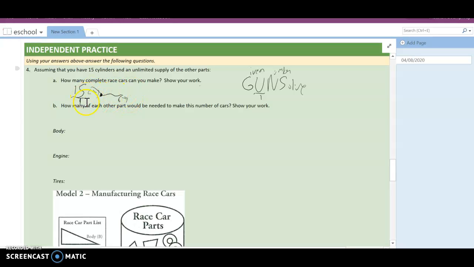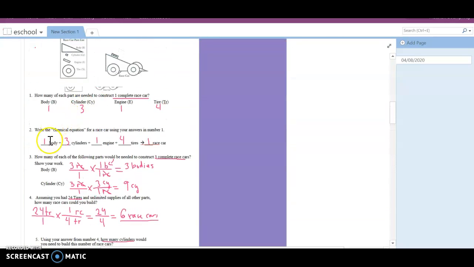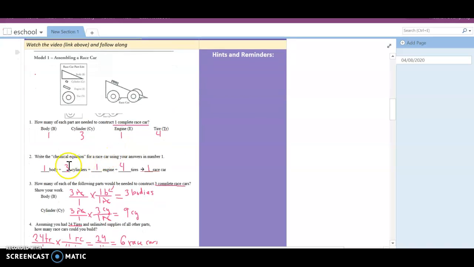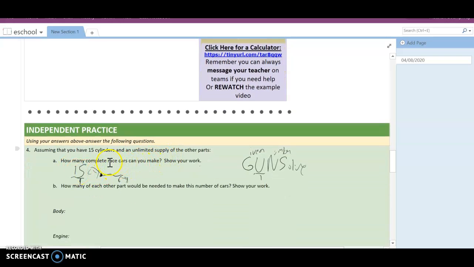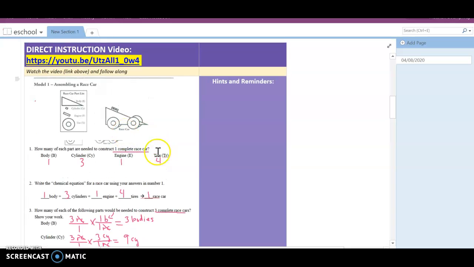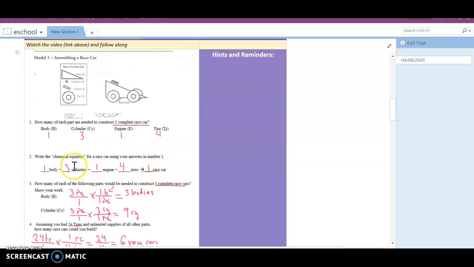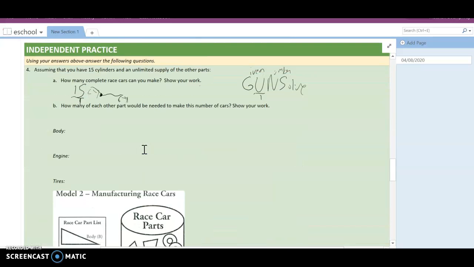But what goes on top here? Well, this is where we have to look at our balanced equation. This is our balanced equation right here. So let's see, when I have 3 cylinders, what am I looking for? Complete race cars. So that's going to be race cars. How many race cars does it make? Where's race cars? 1 race car. Cool. So I'm going to put one race car because that's what I'm looking for.